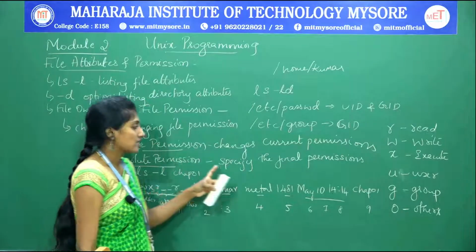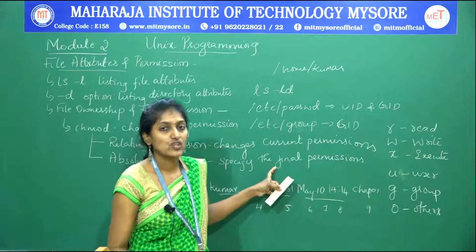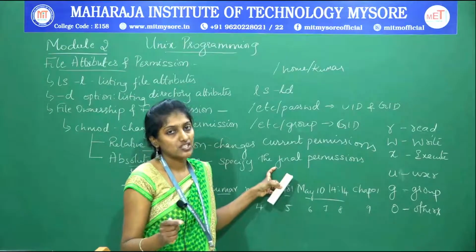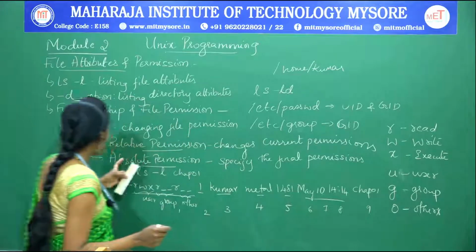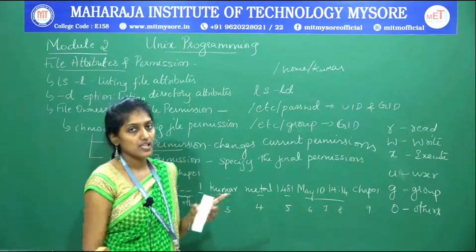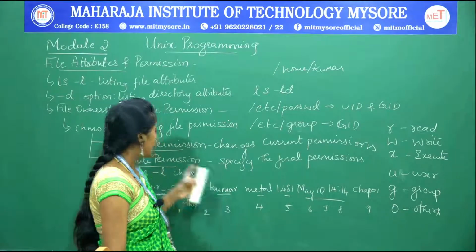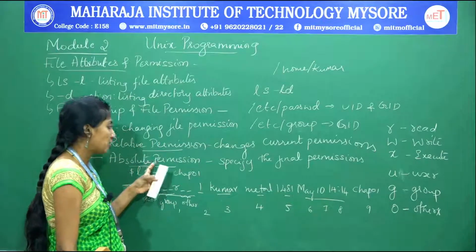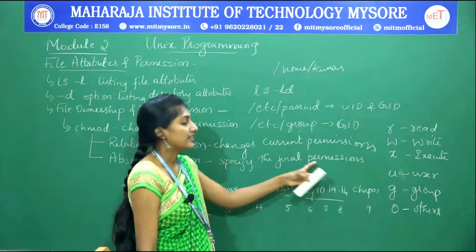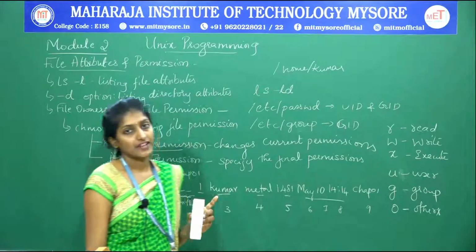Whereas absolute permission specifies the final permission. Once you have provided any file with the permission, it is final and can't be changed once again. That is the difference between absolute and relative. In relative you can change the permission as and when you want, whereas once you have used the absolute permission for any file, you can't change it. It only specifies the final permission within the Unix file system.